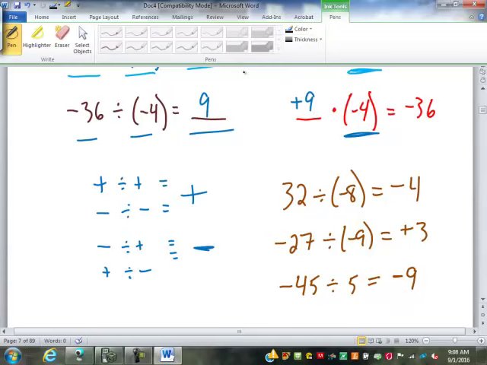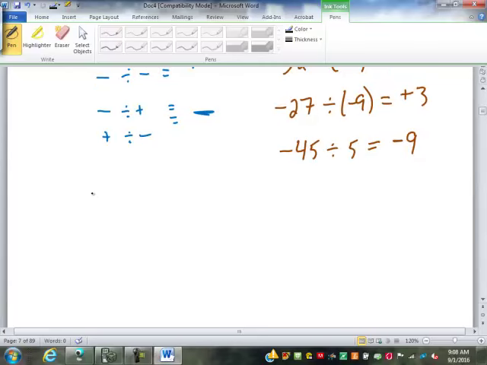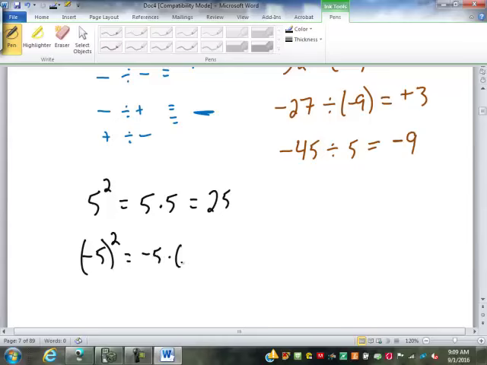Now, there are going to be some consequences of this when we start looking at powers as well. Give you a little foreshadowing. What's that symbol mean? Squared, right? That means 5 times 5. 5 times itself. That number times itself. It's 25. What's negative 5 squared? It's also 25. It's a negative 5 times a negative 5. And a negative times a negative is still a positive. Because of that, any number squared will be a positive.